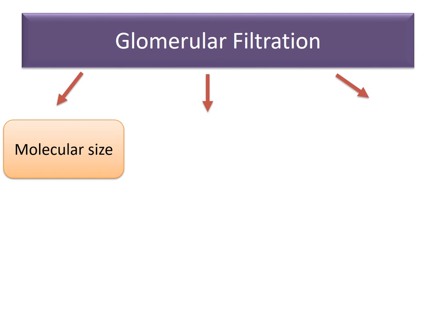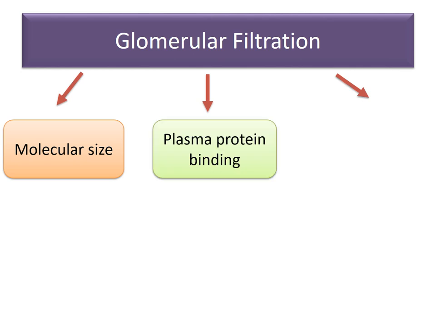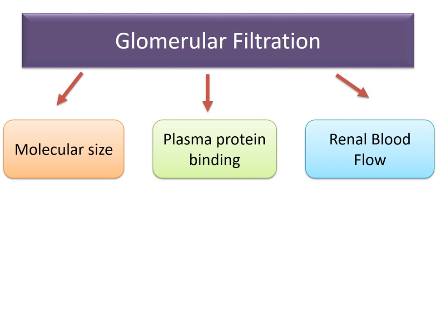And there are three factors. One is molecular size, so filtration depends upon the molecular size. Second factor is plasma protein binding, which I have already told: when the drug is bound to protein, it is very difficult for it to be filtered. Third is renal blood flow, which is also an important factor. When the renal blood flow is slow, the filtration also will be slowed down.